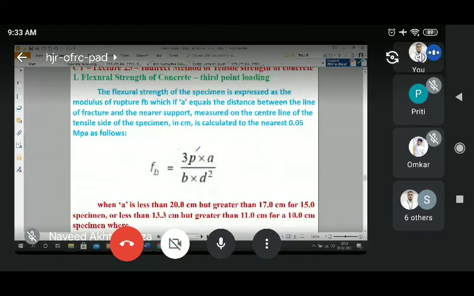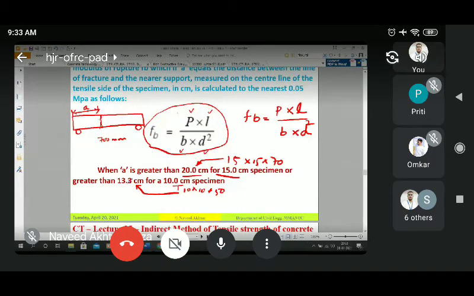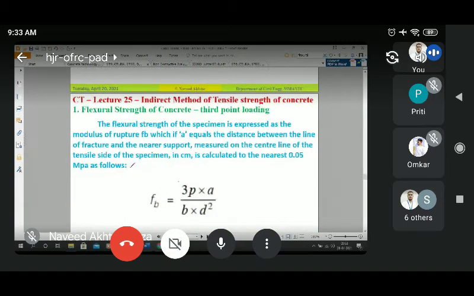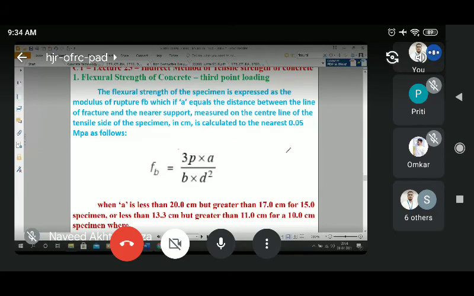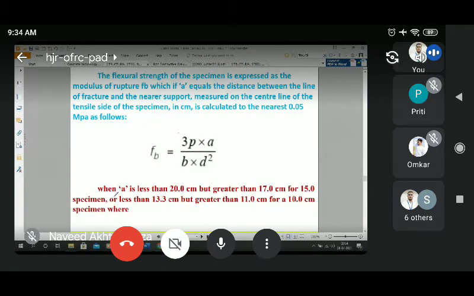But if the failure is at this edge, the value of A is nothing but the distance from the failure surface to the nearest support. The flexural strength of a specimen is generally expressed as the modulus of rupture. When the value of A is less than 20 centimeter but greater than 17 centimeter, in the case of the 15 by 15 by 70 centimeter specimen, you have to use this formula to calculate the flexural strength of your beam specimen.